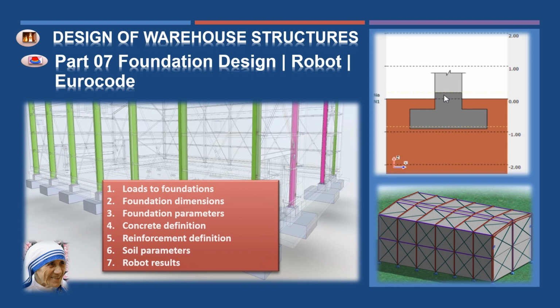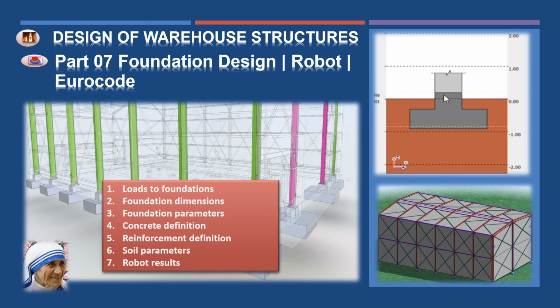These are the various parameters which we are going to feed into Robot Structural Analysis, and these are the 7 steps which we are going to follow. First one is the loads to foundations. These loads are from the structure. This is generally taken care of by Robot Structural Analysis, as we have already done the model and the load applications. Now we are just going to select and feed them into the foundations. These are the structural loads to be considered.